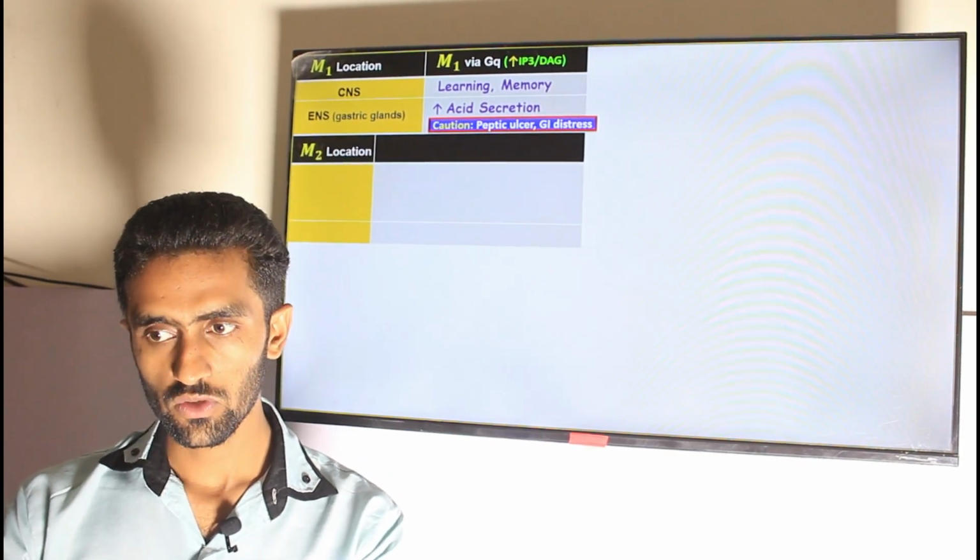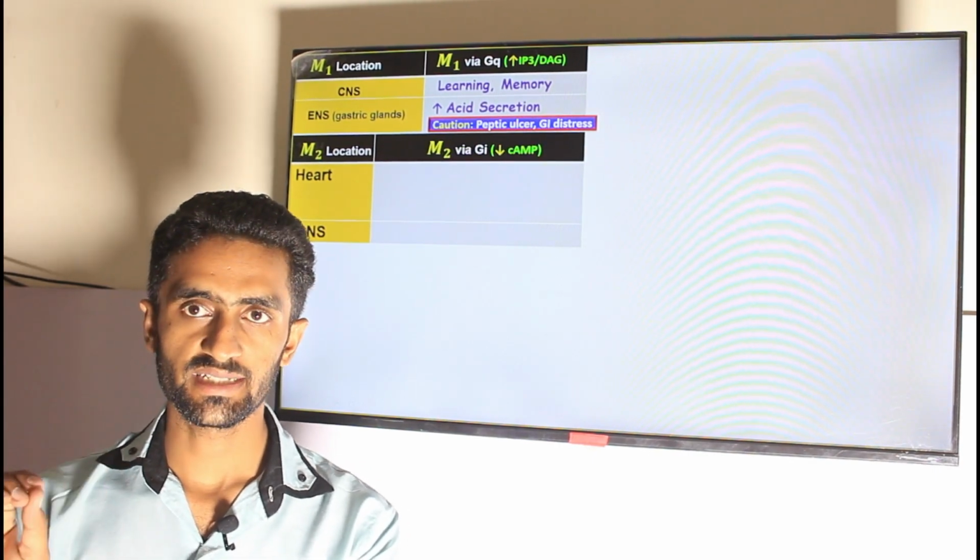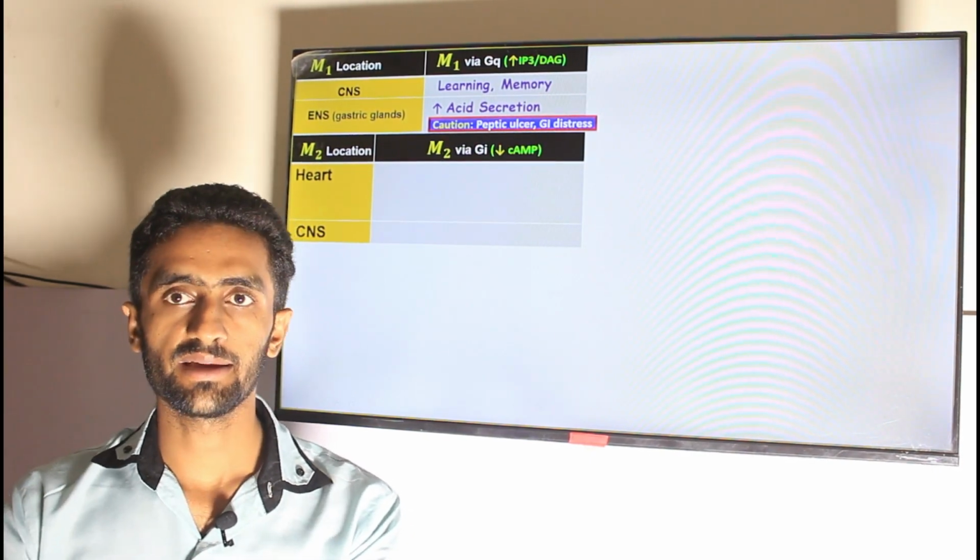M2 location, heart and the CNS. M2, you know better, Gi, they decrease the cyclic AMP, meaning they do what?